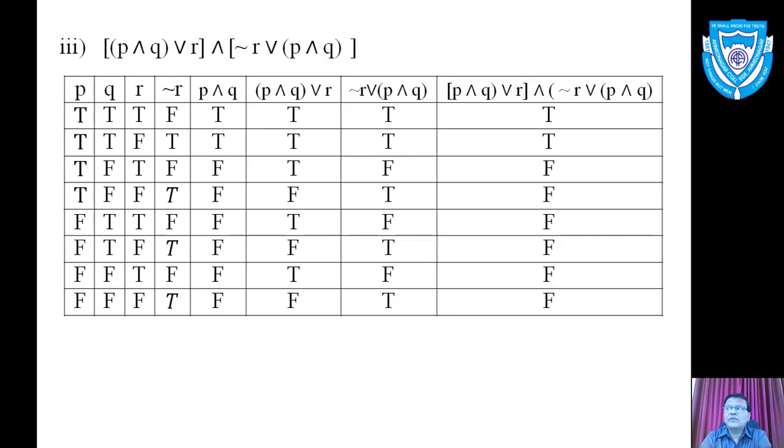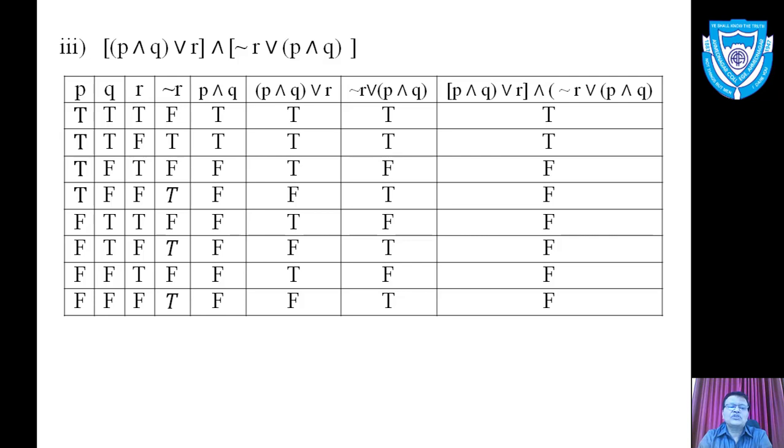Here three statement letters are used, P, Q and R, and there are 8 possible combinations of their truth values. First row reads T, T, T, all three are T. In the second, third and fourth rows, we observe that there are 2 T and 1 F.